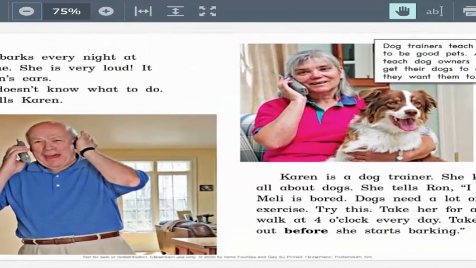Karen thinks that Meli is bored. Say that word, bored. You've probably heard that before. Find it on page 11. It's not the dark one, it's kind of in the middle. Run your finger under that word, bored, and say it. Karen says to take Meli for a long walk before she starts barking. Do you hear that word, before? What do you hear at the beginning of before? What 2 letters? Okay, now see if you can find that on the page, before. Okay, you're pointing to it?